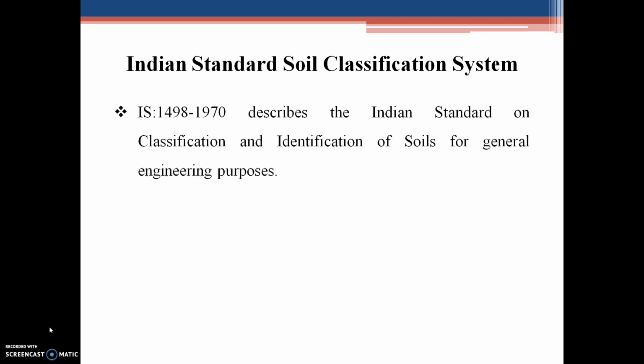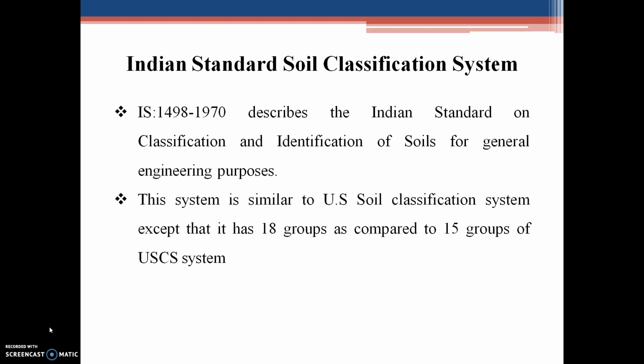So, in this video, we'll be discussing the Indian Standard Soil Classification System. IS 1498-1970, which is the name for the Indian Standard Soil Classification System, is the one which is used for the classification of soil for general engineering purposes. This classification system is similar to the US soil classification system except that it has 18 groups as compared to 15 groups of the unified soil classification system.